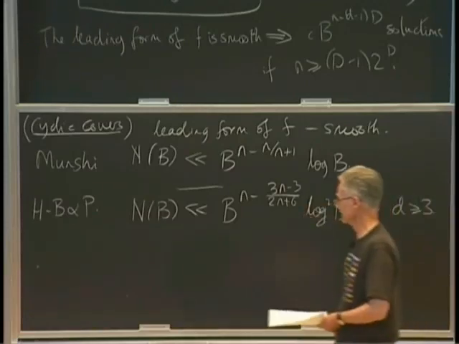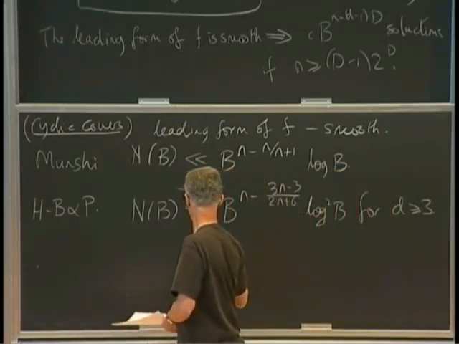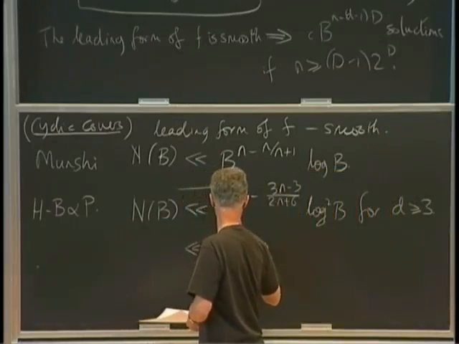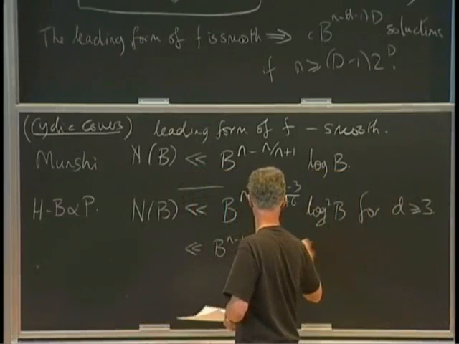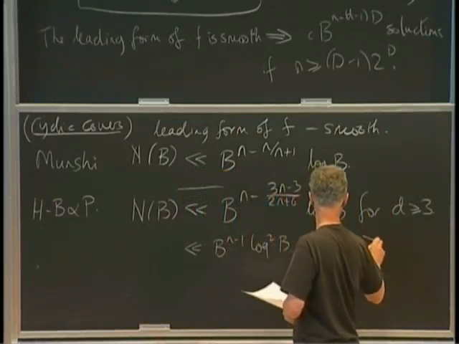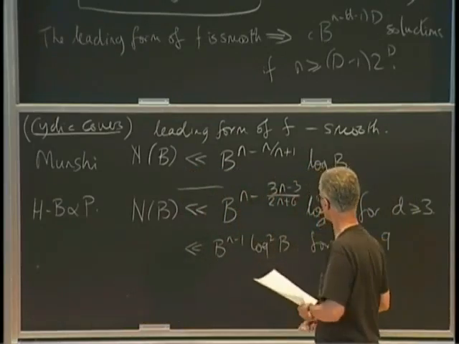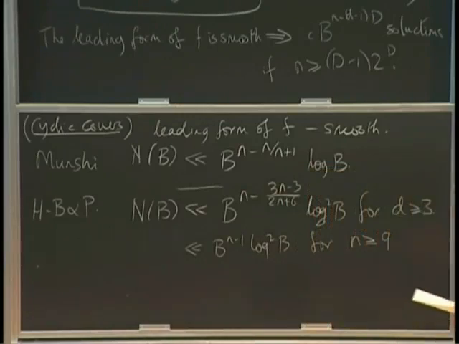asking for, and indeed it gives you b to the n minus 1 log squared b for n at least 9. Is that right? That's what I've got written down.